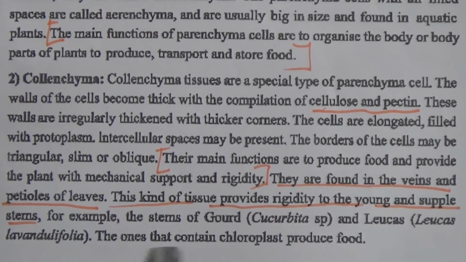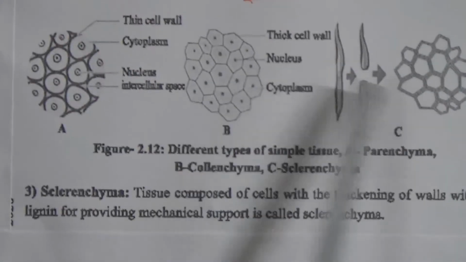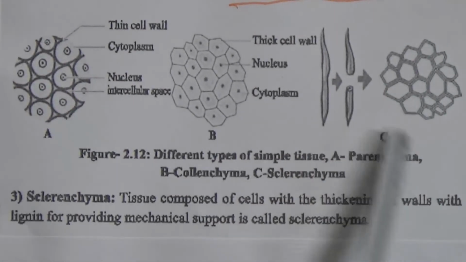The ones that contain chloroplast produce food. That means collenchyma which has chloroplast can also produce food. This is the picture of these types. This is the picture of parenchyma, this is the picture of collenchyma, and the last one is the picture of sclerenchyma.